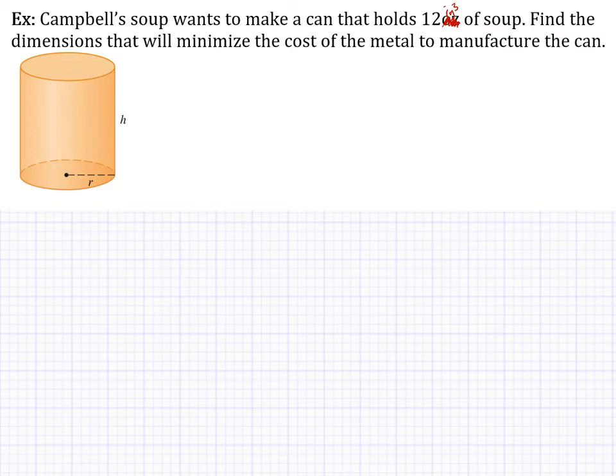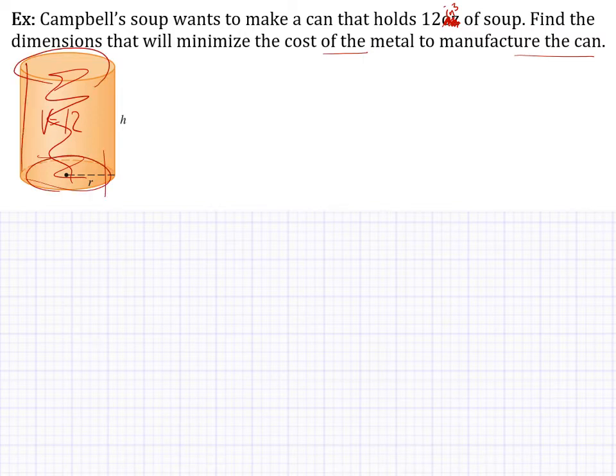Anyway, now what we want to do is figure out what dimensions will minimize the cost of the metal to manufacture the can. So what dimensions can we make this can so that we use the least amount of metal? We know that the volume is 12, okay? That's the amount of soup we want to fit into this can, okay? But what dimension should we make the can so that the amount of metal we use is at its minimum?